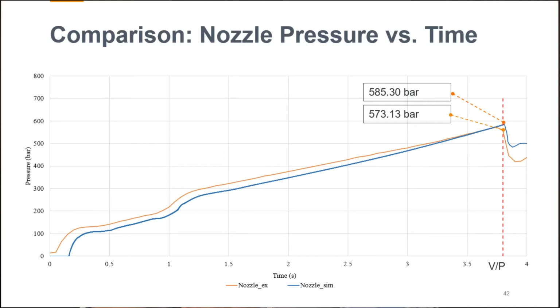So if we look at the VP switch point, the real injection machine gives us about 573 bar, while in our simulation the predicted pressure value is about 585 bar. So actually the difference is very, very small. It's actually lower than 5%. So we can not just capture the right VP switch point, we can capture the correct pressure value.